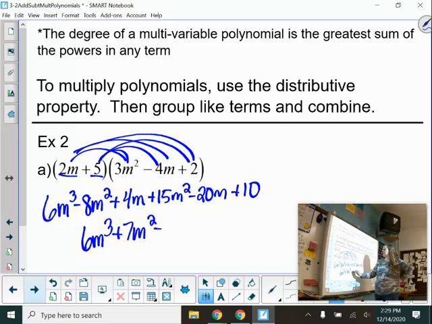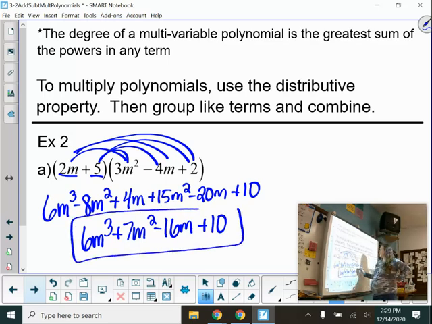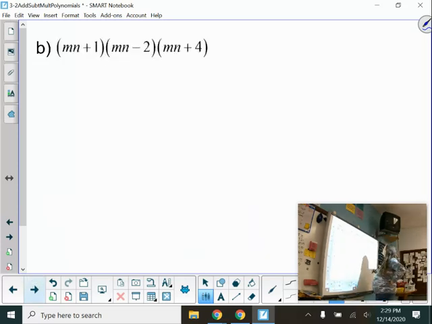4m minus 20m is minus 16m. And then the only constant term that I have is the 10 at the end. And that would be my solution whenever I multiply. So that's part A. Part B, and this will actually be the last example that we look at with this section. Part B has 3 different binomials that we're multiplying together.